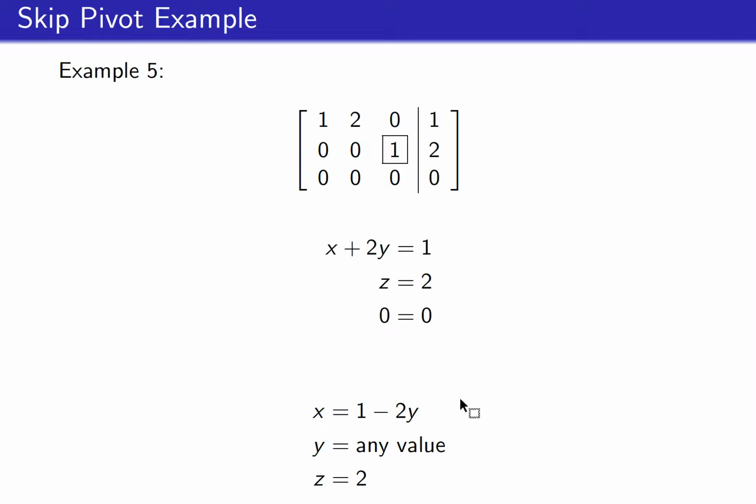You might not have seen this sort of thing before. You probably have not seen this sort of thing before. So let me tell you what this means. Pick any value. Any value? Yeah, any value. Any number for y. And then this equation says I plug this into this equation here, and that'll tell me what x is. And then z is 2 no matter what.